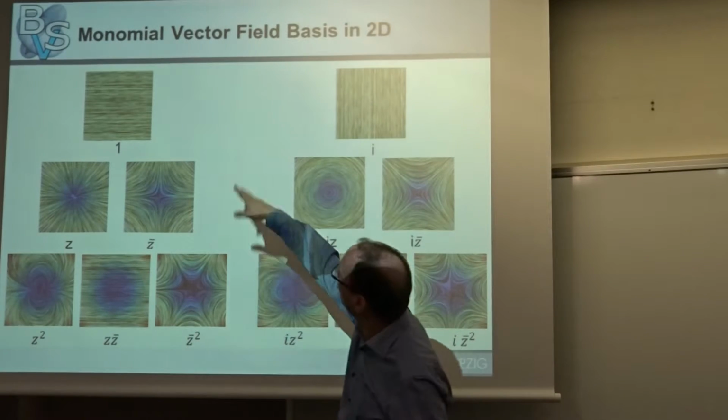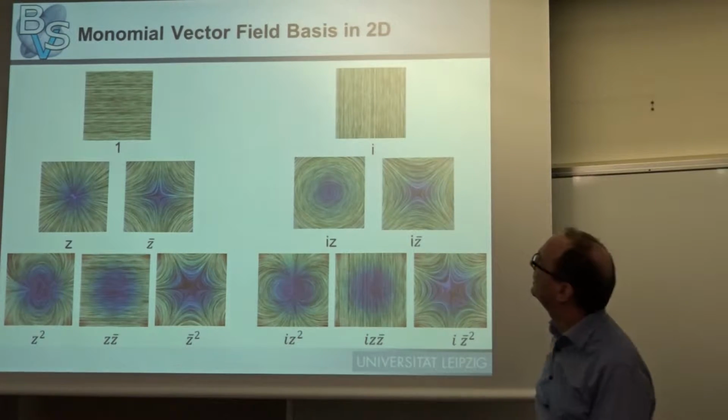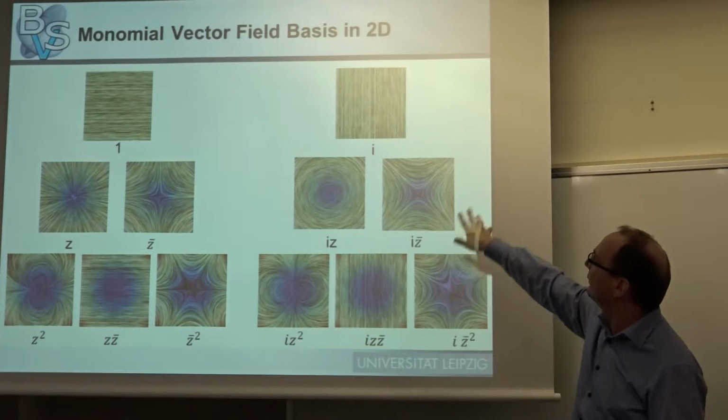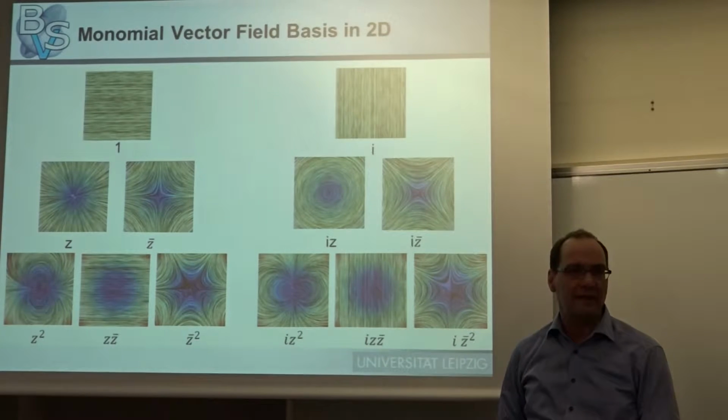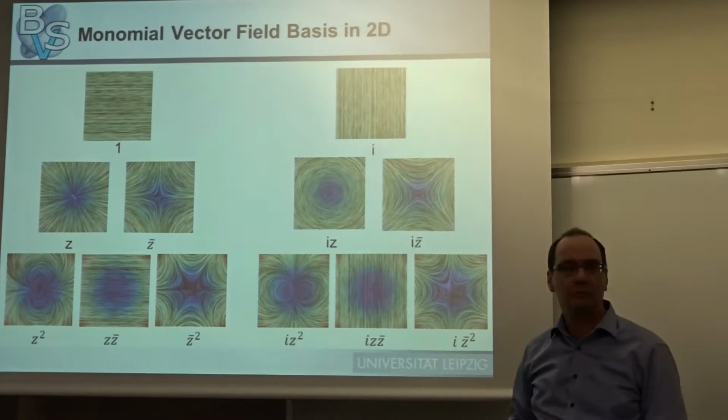And here we have some simple monomial vector field bases. How the basis elements look comes out from the theory automatically, so don't worry too much about that.